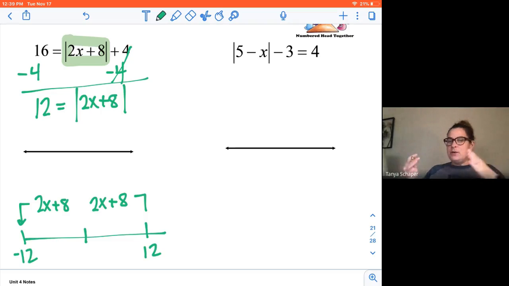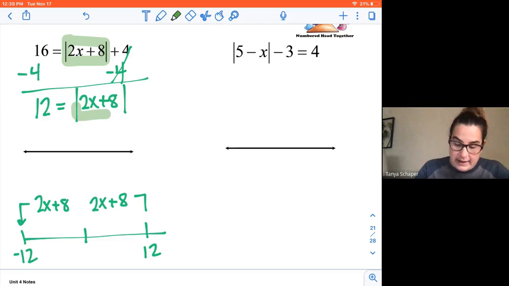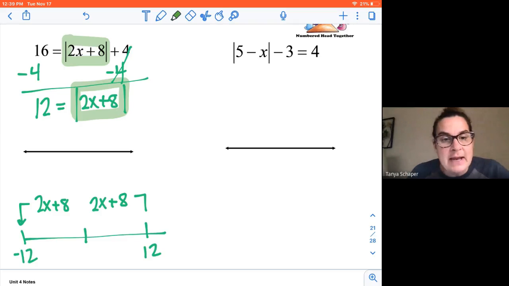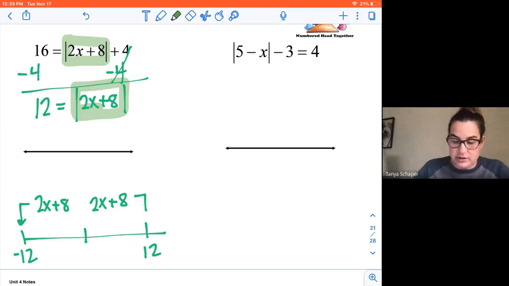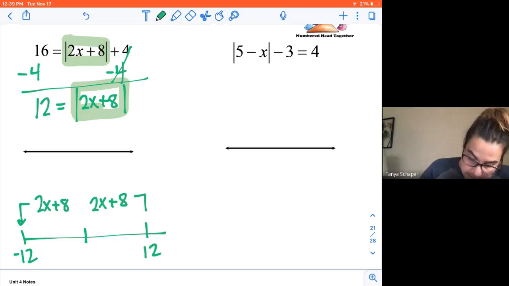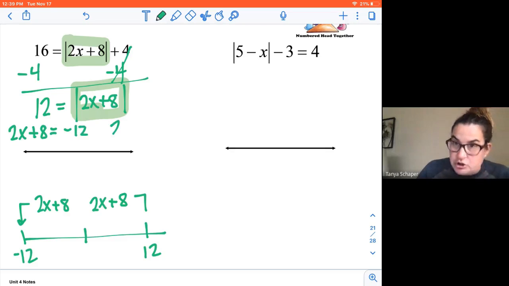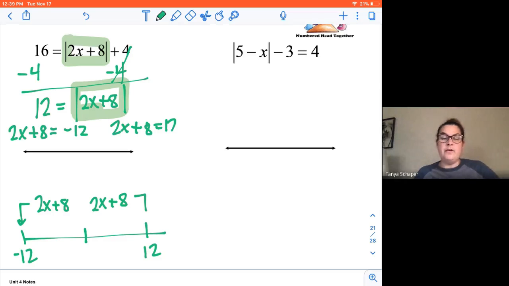So do you see what I did there? I got that absolute value symbol by itself first. Once the absolute value symbol was all by itself, that's when I can break it down into two separate equations. So we end up with 2x plus 8 is -12, and 2x plus 8 is positive 12. And those are my two equations that I solve.